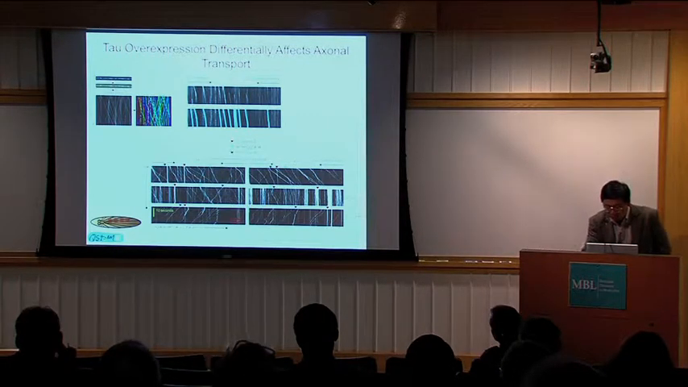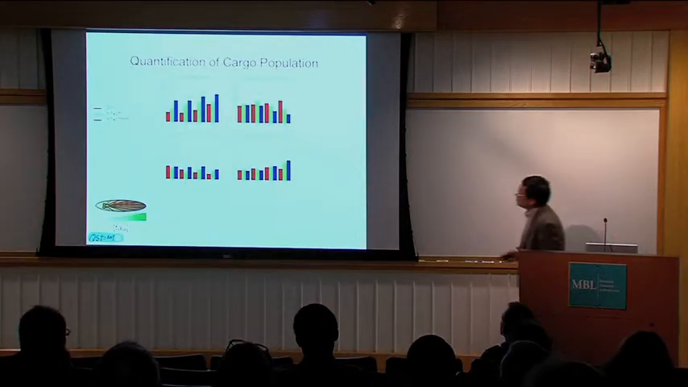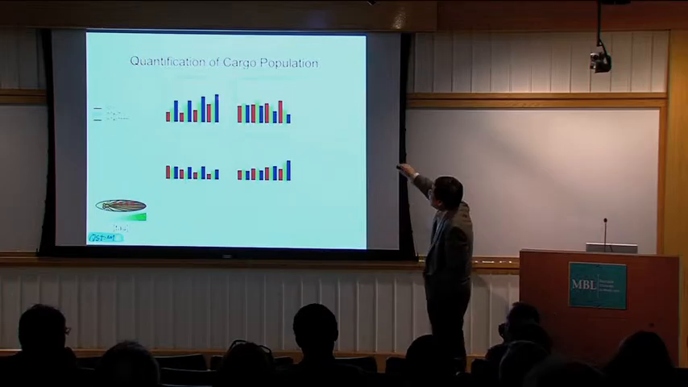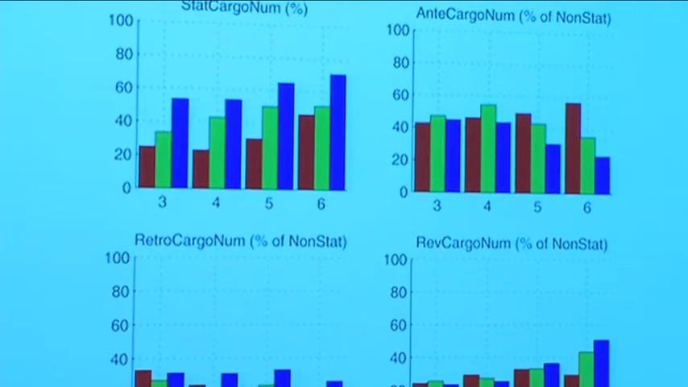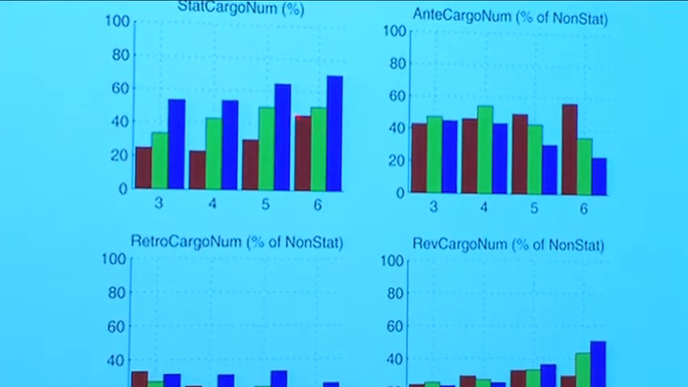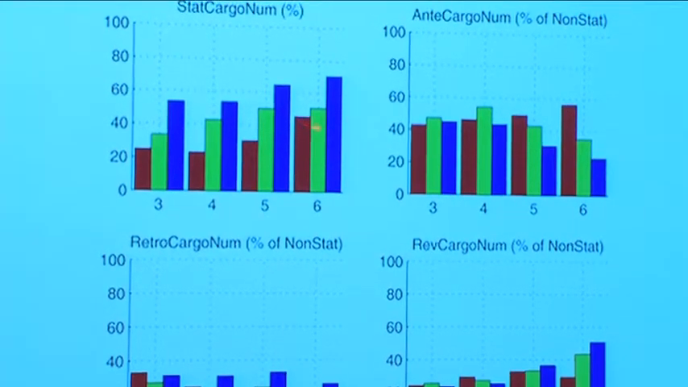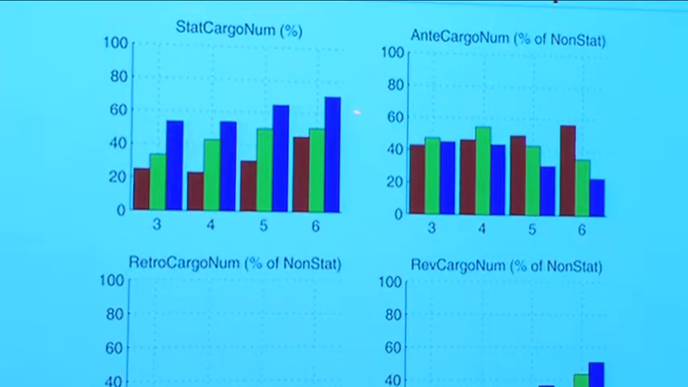There is more data than time allows me to present here, but I want to show you that if we quantify the fraction of stationary cargos, this is in control, you can see that as you go gradually from the A3 region towards the distal region, there is indeed a spatial heterogeneity. As you go towards the distal region, A6, you get more stationary ones. And this is repeated in the mutants.